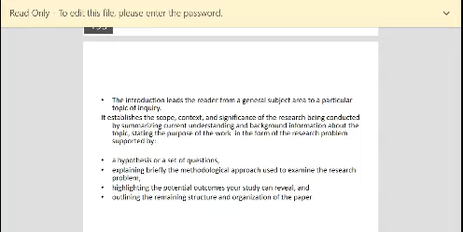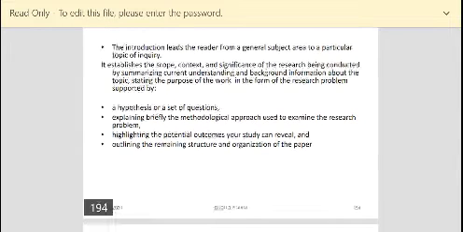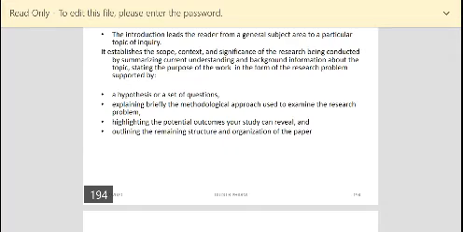It establishes the scope, context, and the significance of the research being conducted by summarizing current understanding and the background information about the topic, stating the purpose of the work in the form of the research problem supported by a hypothesis or set of questions, explaining briefly the methodological approach used to examine the research problem, highlighting the potential outcome your study can reveal, and outlining the remaining structure and organization of the paper.